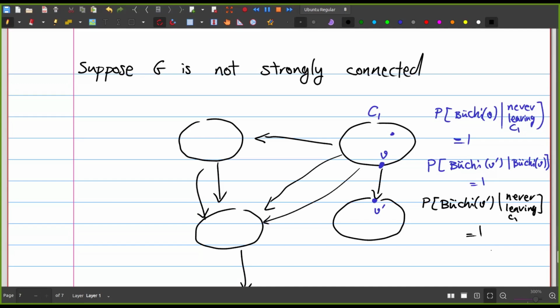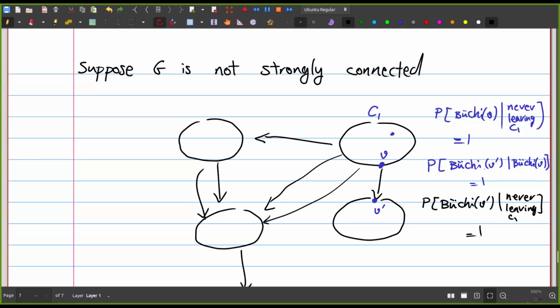Which is ridiculous, right? This is definitely a contradiction. Because if I'm never leaving C1, I'm never going to see V prime, let alone seeing it infinitely many times. But I'm saying the probability of that is 1. So this is definitely a contradiction.